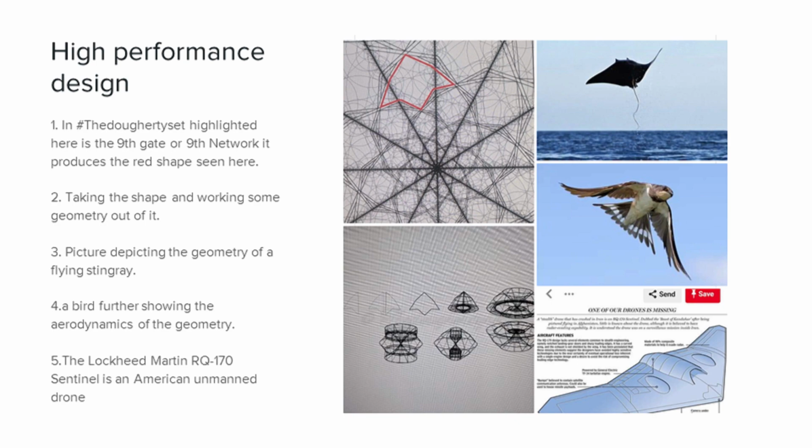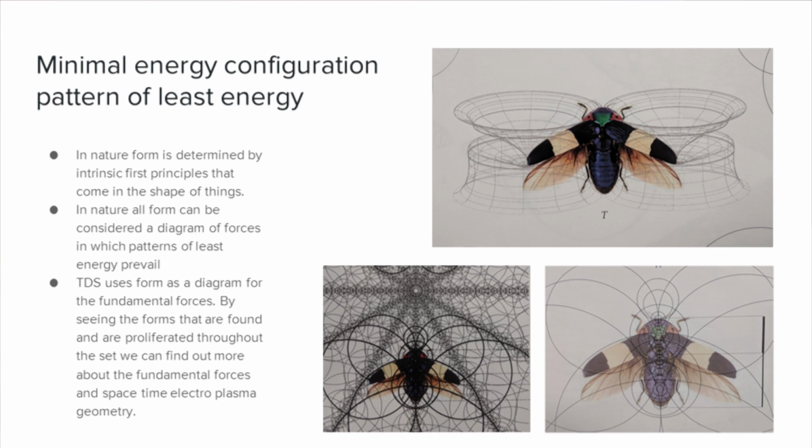Minimal energy configurations and patterns of least resistance. In nature, form is determined by intrinsic first principles that come in the shape of things. In nature, all form can be considered a diagram of forces in which patterns of least energy prevail. We are minimal energy configurations. We are patterns of least resistance.